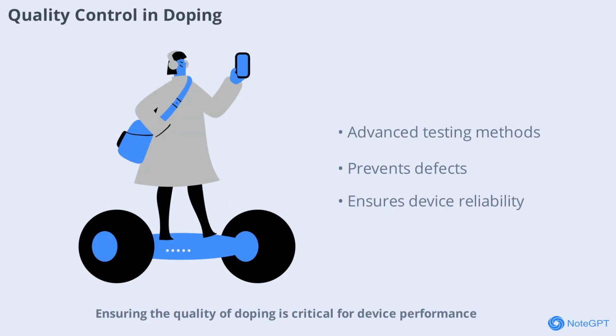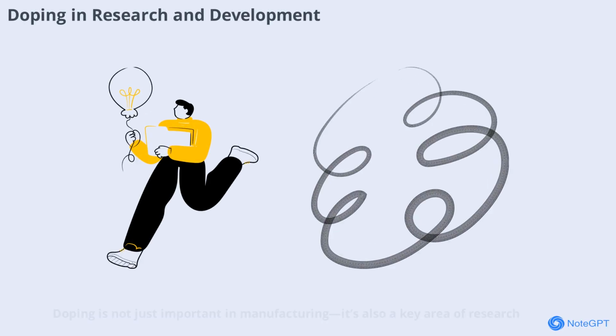Ensuring the quality of doping is critical for device performance. Manufacturers use advanced testing and inspection techniques to check the concentration and distribution of dopants in each wafer. These quality control measures help prevent defects and ensure that every device meets strict performance standards, contributing to the reliability of modern electronics.